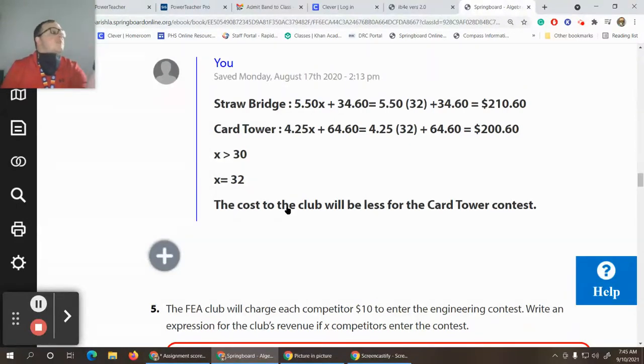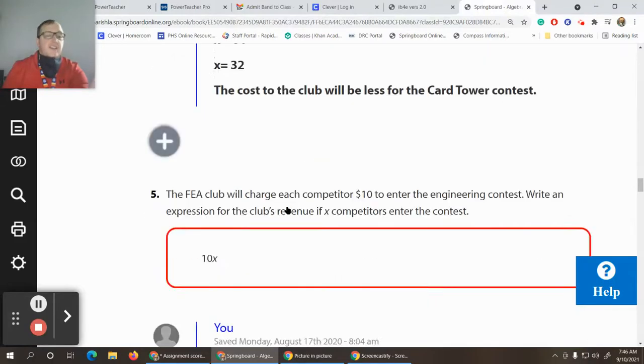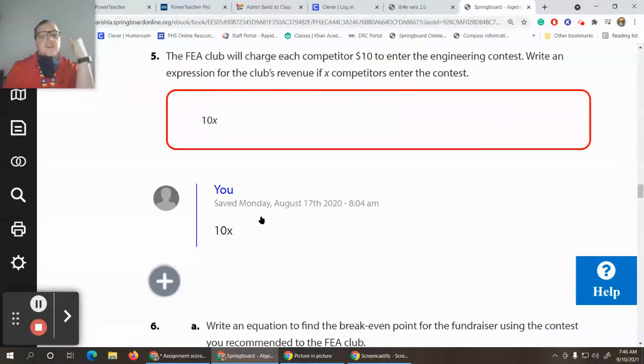Let's say you're a competitor. What do you have to do to get in the door? You have to pay $10, right? What if you come in with a team of 5 people? What has to happen? They have to pay $10 each, so that would be $50, right? What's the expression for this question, for the profit? 10 times X, right? 10 times X.